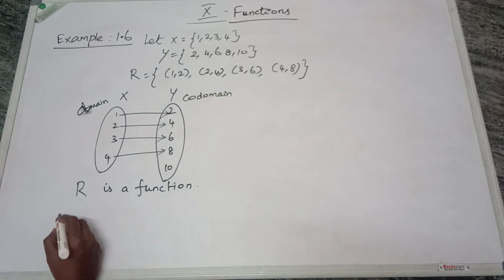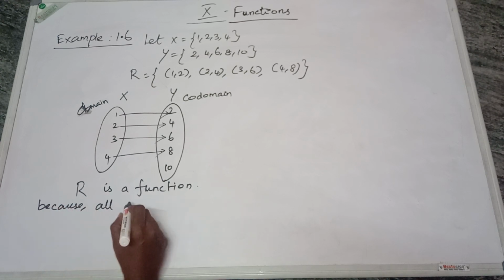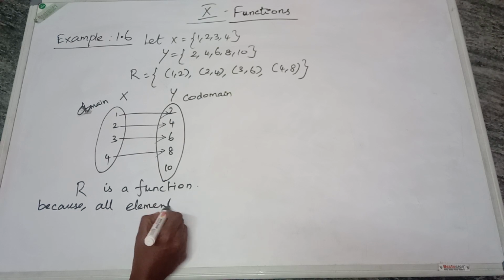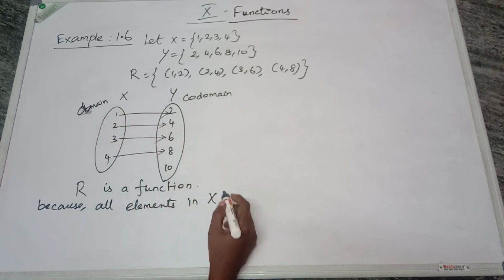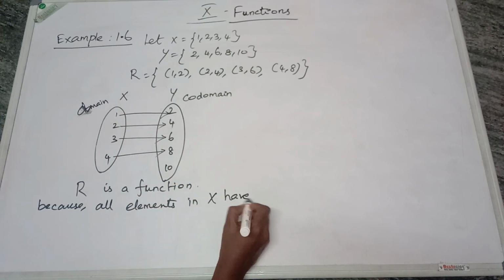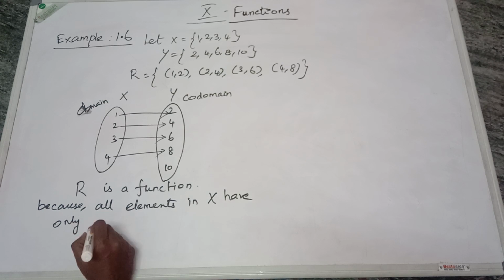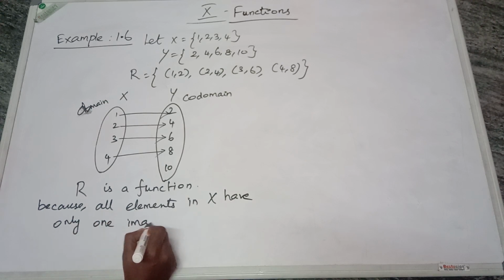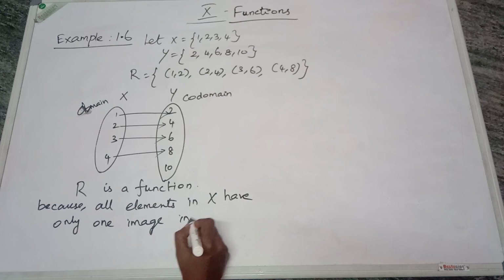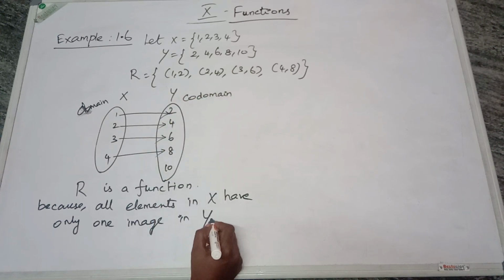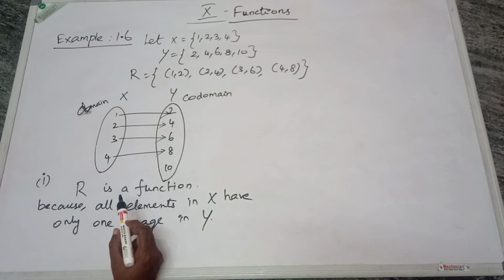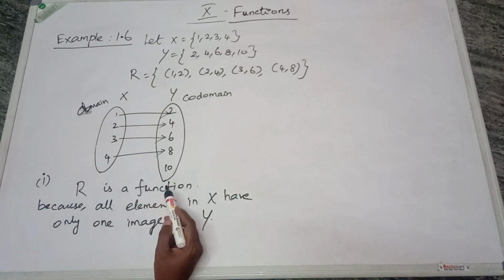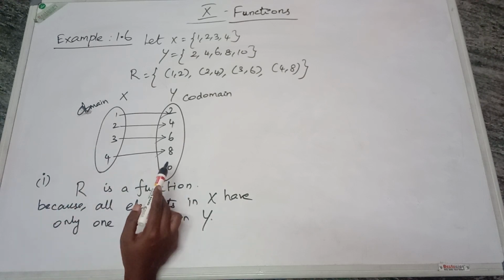Because all elements in the domain, X is the domain, the first set X, have only one image in the codomain, the second set Y. So the first question is finished, that is, show that R is a function or not. We have shown that R is a function because every element has an image in the codomain.